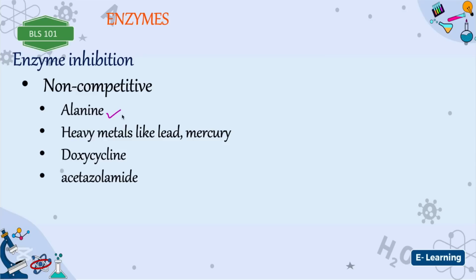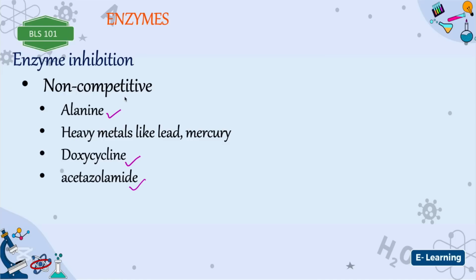Of course, you know alanine is an amino acid. Heavy metals like lead and mercury, they are non-competitive inhibitors. Doxycycline is an antibiotic. And then acetazolamide also. These are drugs. I think this is a carbonic anhydrase inhibitor. They are used for treatment of glaucoma. All right, glaucoma, they reduce intraocular pressure. It is used to make some of these eye drops that are used for treatment of the silent thief of eye, which is glaucoma. All those are non-competitive inhibitors.